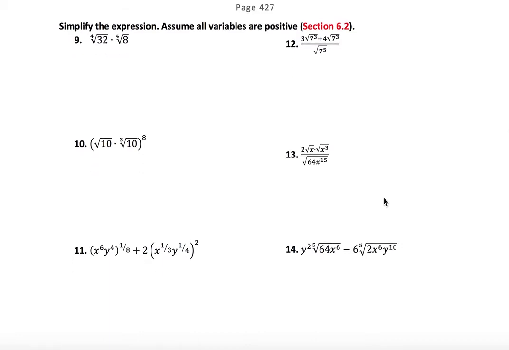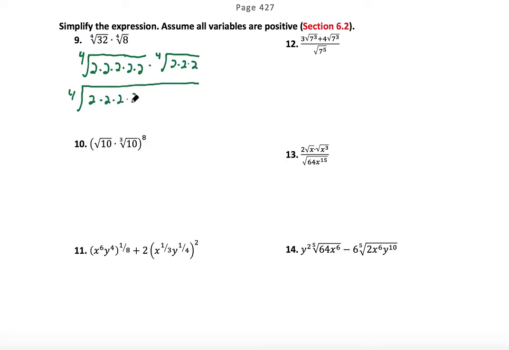All right, so this is number 9 we're going to take a look at first. So we have the fourth root of 32 times the fourth root of 8. So in this problem, it looks like if I just start writing this in factored form, so 32 is going to be 2 times 2 times 2 times 2 times 2. And then the fourth root of 8 is going to be 2 times 2 times 2. Now, I could just immediately bring everything together underneath the fourth root, and I have 2 times 2 times 2 times 2 times 2 times 2 times 2 times 2.